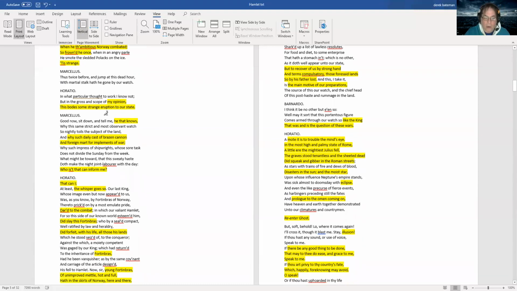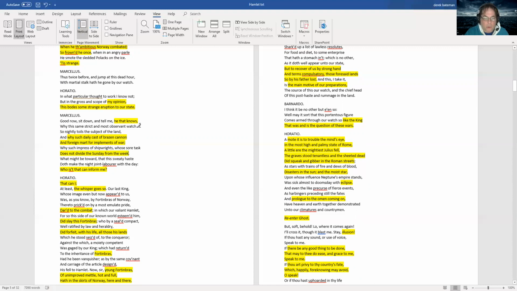Okay, so Marcellus says, "Good, now sit down and tell me, he that knows, why things are like they are here." Because what he describes in this bit is the implements of war, such daily cast of brazen cannon, that does not divide the Sunday for the week. People are working 7 days a week. That's what we see here.